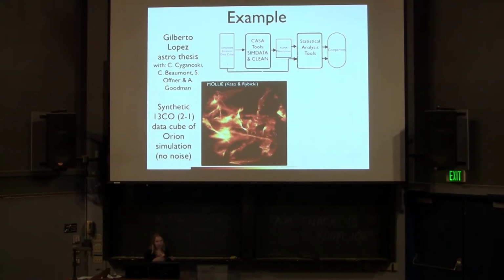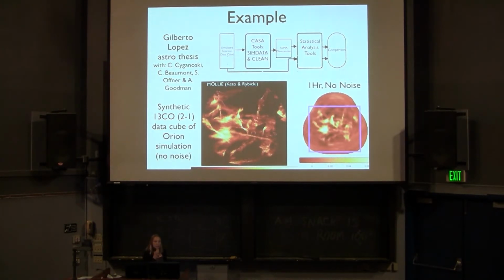You have a lot of structure, kind of filamentary stuff. And then you can observe it with the early science configuration. So this is an image. If you put the simulation 4 kiloparsecs away, so this is supposed to be an unresolved massive star-forming region, how well can you actually recover substructure within those regions? And it turns out you can sort of, but not really recover structure. This is 1 hour, early science, 16 antennas, and no noise.